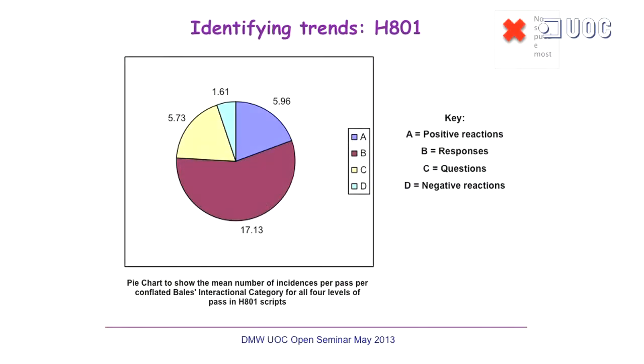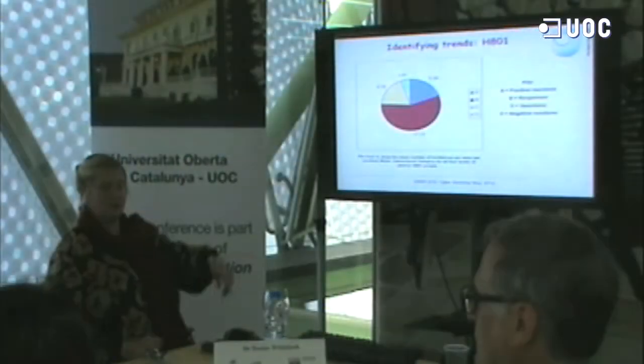And so you can see the trends there. That's represented as a pie chart, so that most of the comments are the teaching comments. That's the maroon part of the graph.